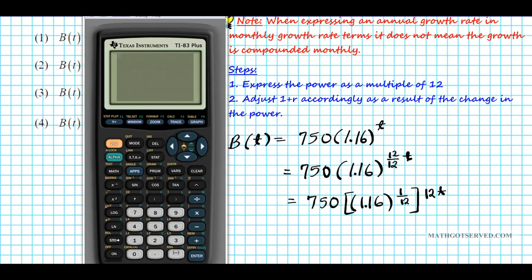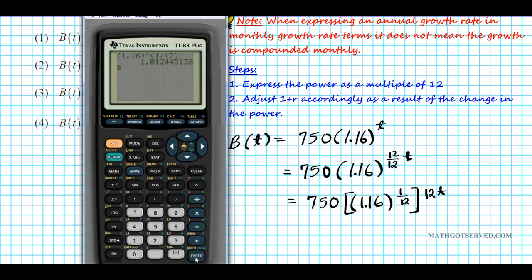All right, I'm going to use the TI-83 Plus for this computation. So we have 1.16 raised to the 1/12th power. Now please encapsulate your power in parentheses, or else this could result in a grouping error, okay? So notice how I grouped my 1 over 12 in parentheses. Enter.